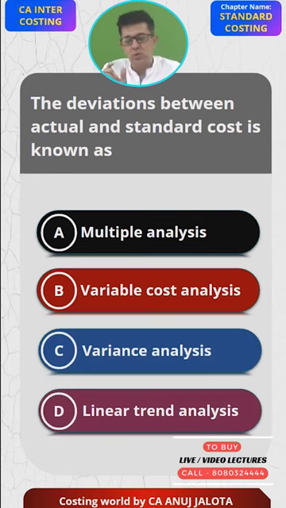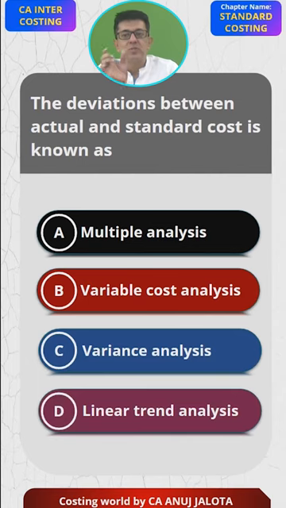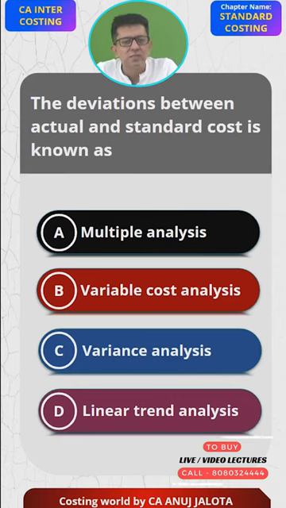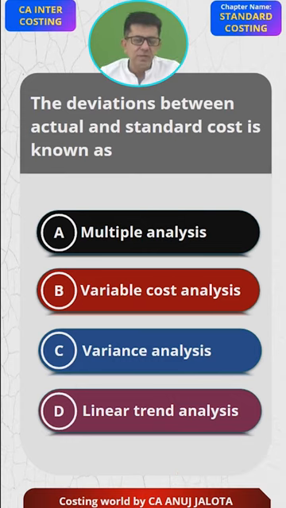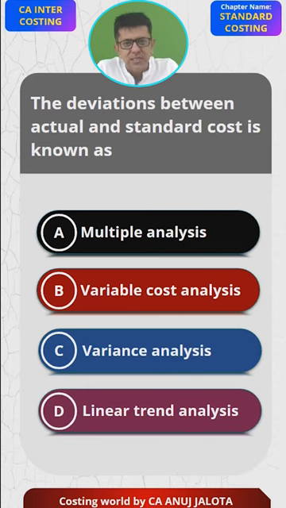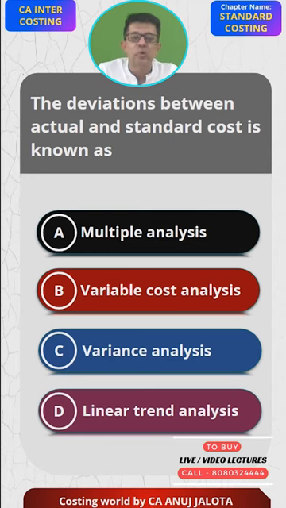Now, actual cost and standard cost. Standard cost means what should be the cost. And actual cost is what was the cost. The difference between them is called a variance. You will have your material variances, labor variances, your variable overhead variances, your fixed overhead variances. Basically, variance analysis tells you what is the difference between what should have happened and what actually has happened.